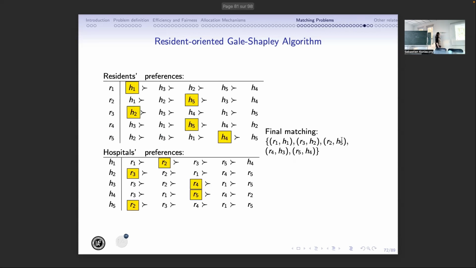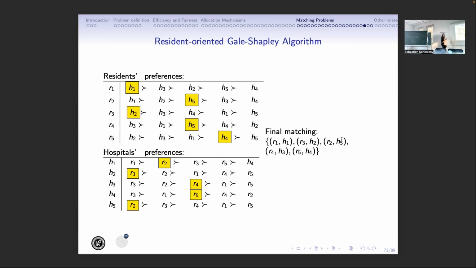So at the end, we have the final matching, which is in yellow on the slide. And you can check that the matching is stable, so you can't find a pair of agents who prefer to be together than with the one in the matching.